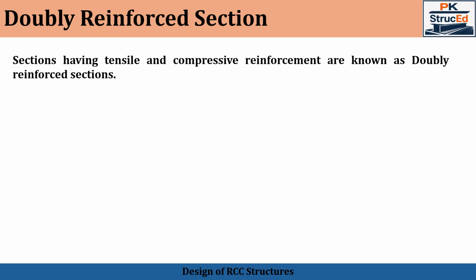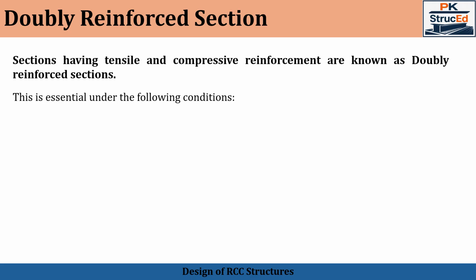A doubly reinforced section is a reinforced concrete section where steel is provided on the tension side as well as on the compression side. Unlike a singly reinforced section, here both concrete and steel resist compression. So this type of section is used when a singly reinforced section is not sufficient.